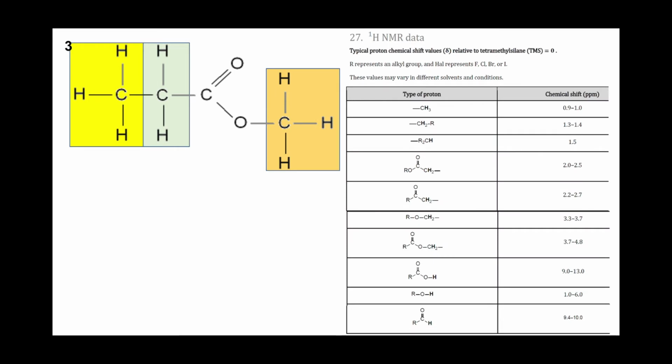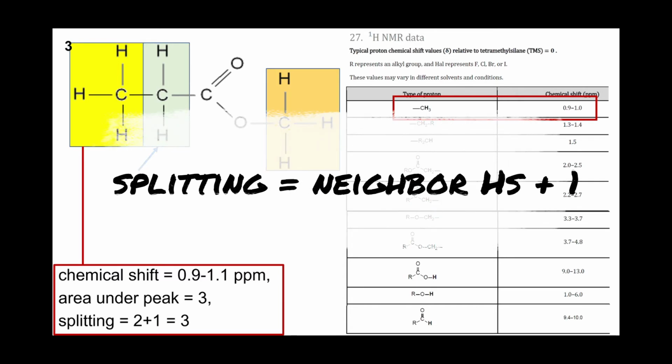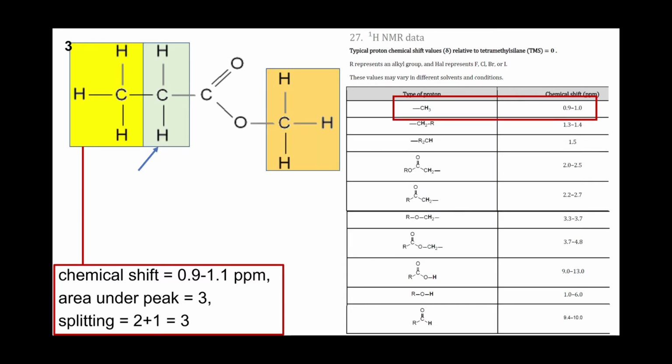We expect to find a peak at 0.9 to 1.1 ppm for this alkyl group. There should be an area of 3 under the peaks, as there are 3 hydrogen atoms having this environment, and a triplet for the splitting, as there are 2 neighboring hydrogen atoms. Remember that the splitting is the number of neighboring hydrogen atoms plus 1.